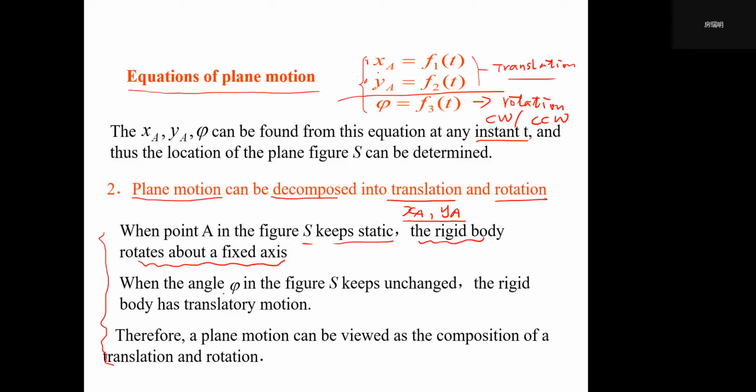It's not a plane motion anymore. And when the angle phi in the figure S keeps unchanged, then the rigid body has translational motion. So you can find that translational motion and rotation can each be thought of as a special kind of plane motion. Do you agree with my point here?